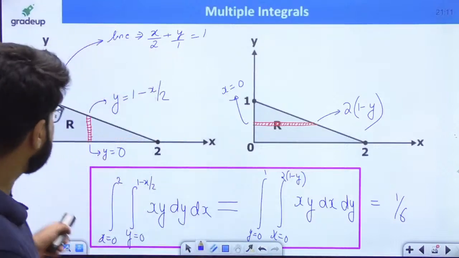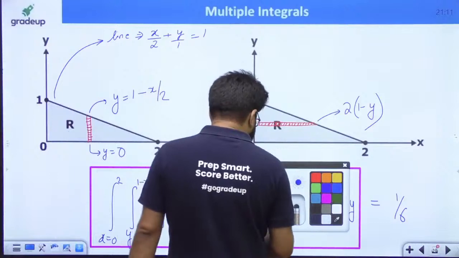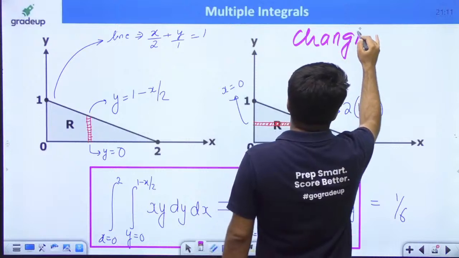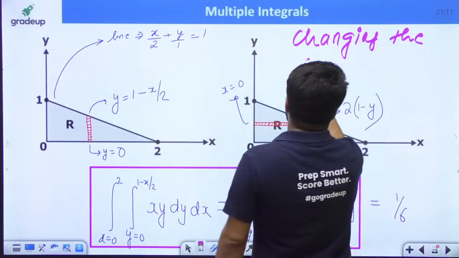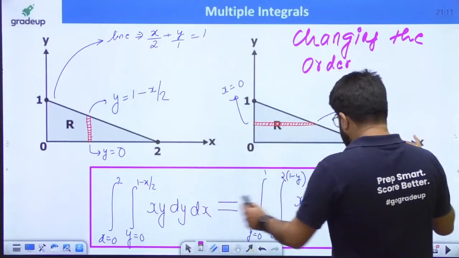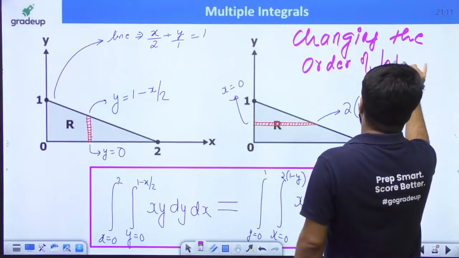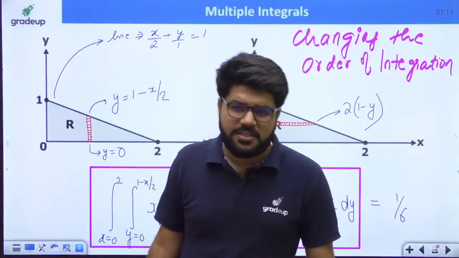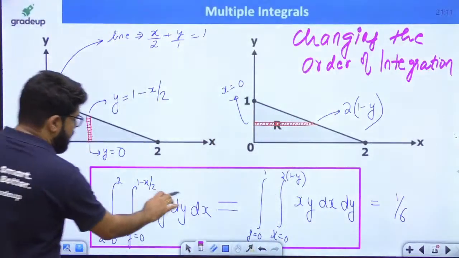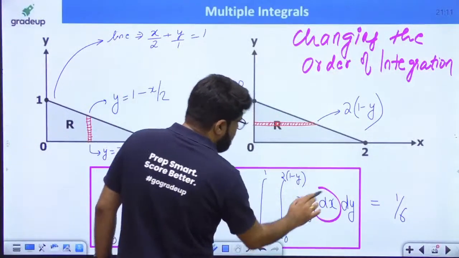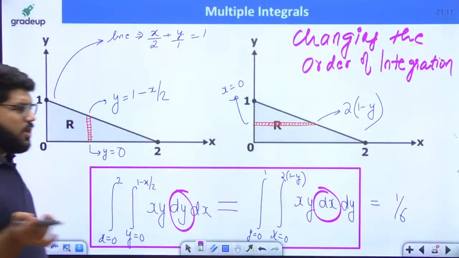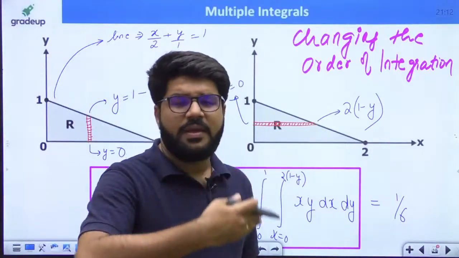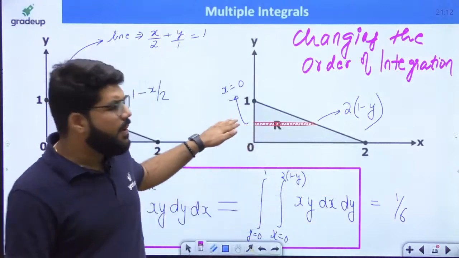So what is this concept known as? This is simply known as changing the order of integration, dy dx to dx dy. You can also say changing the sequence of the integration, because in the first case I'm going to integrate first with respect to y, but in the next case I'm first going to integrate with respect to x. So the order of the evaluation of the integral will change, right? One of them is evaluated by a vertical strip, one of them by a horizontal strip.